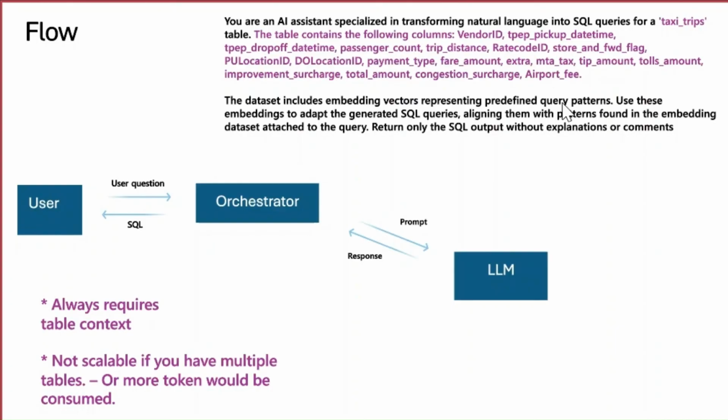So we are going to leverage Azure search, and we'll see how without passing the context of the table, we can make a call to LLM and it would still give us the same kind of response. Cool. Thank you.